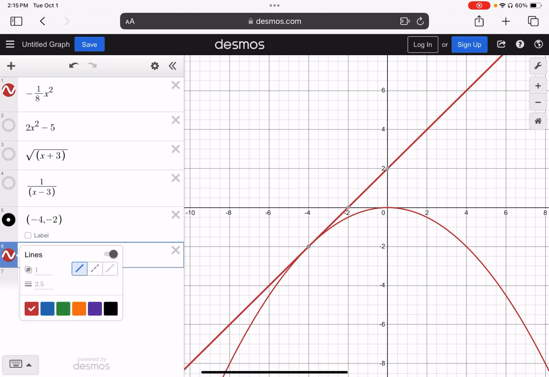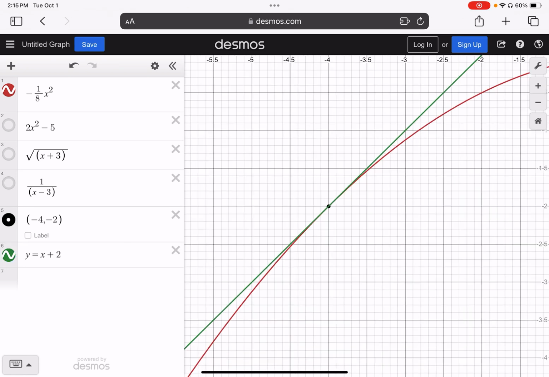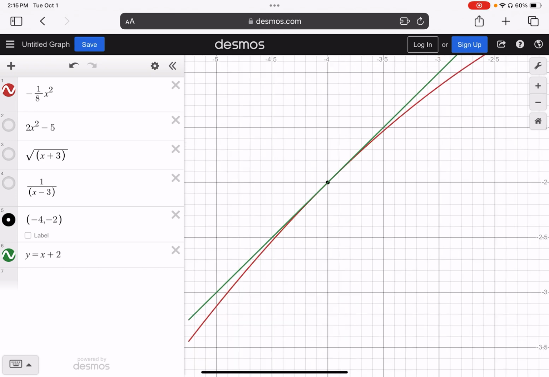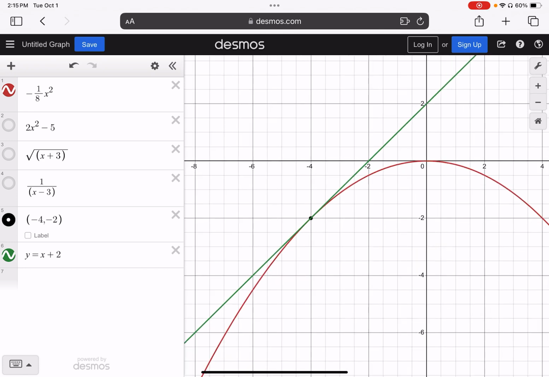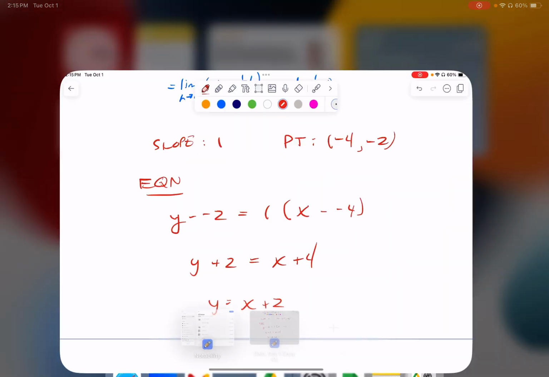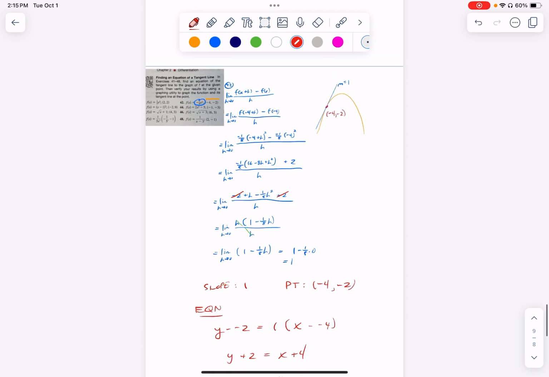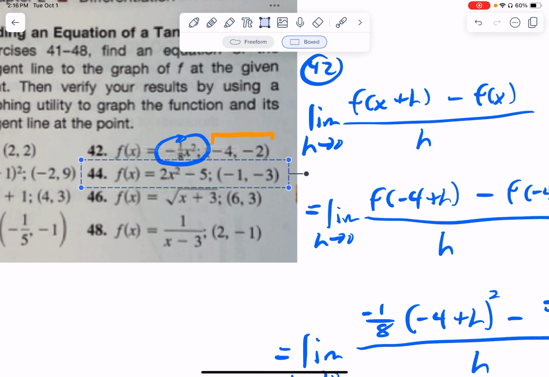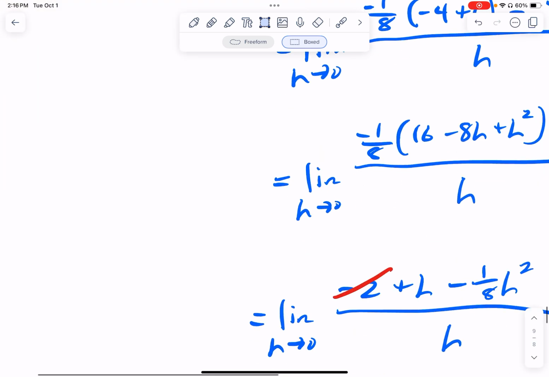Let me change the color on this. And there we go. If we zoom in, that looks great. That is the line that basically captures the curve at that point. Right, so this is very checkable. So the first one checked, let's just delete it. Okay, the next one, I'm just doing the evens. 2x squared minus 5 at the point negative 1 comma 3.